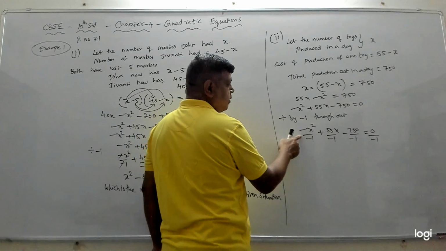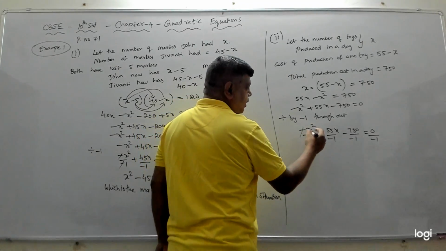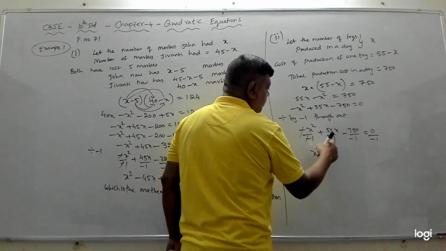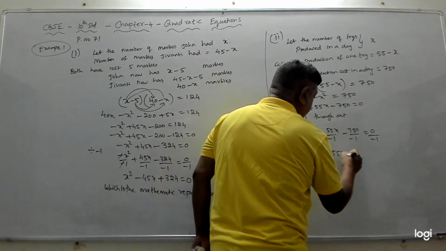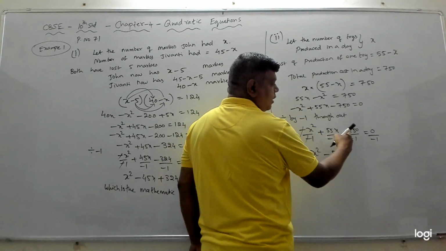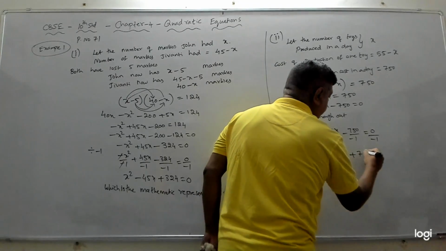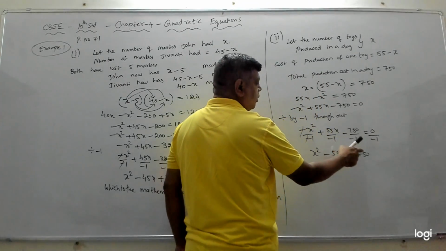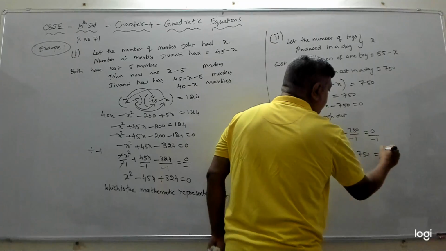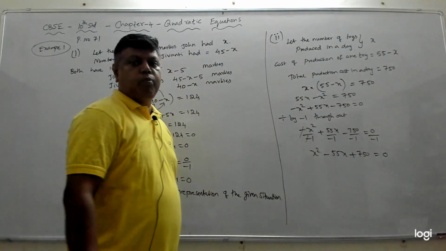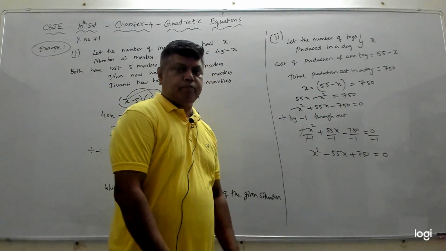Now the minus will get cut. You will get X square. Here plus by minus is minus 55X. Here also plus and minus will get cancelled. Now minus 750 by minus 1 is plus 750 equal to, now 0 by minus 1 is 0. Don't put minus 0 because 0 does not have any sign.